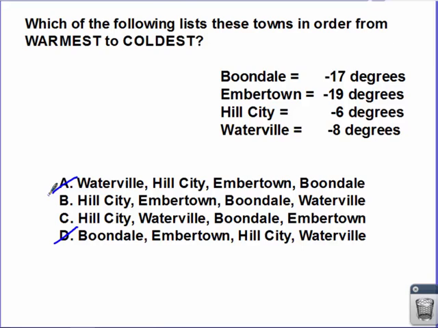So that means D and A are out. Now the next one, out of -17, -19, and -8, -8 is the next biggest. So we look down here and we find here's Hill City, here's Waterville. So the answer has to be C. And then there's Boondale and then Emberton. They're next in line.